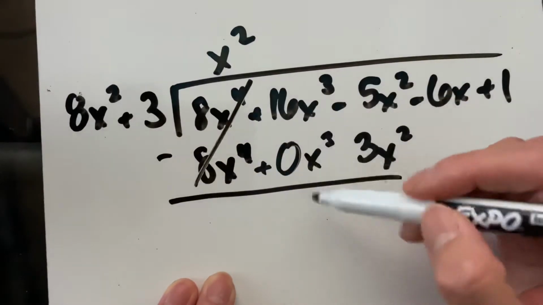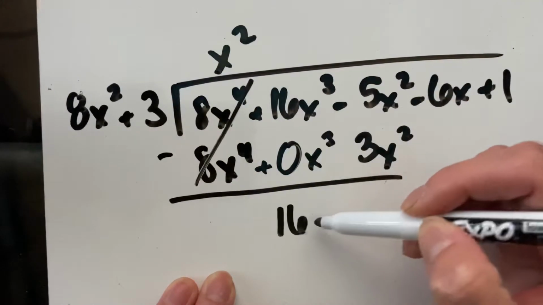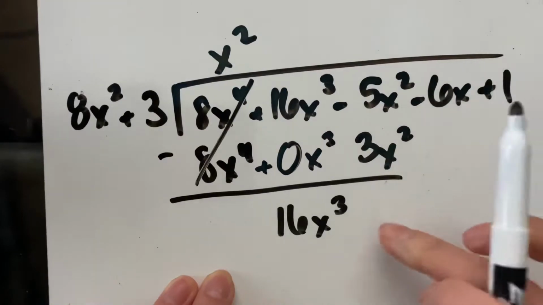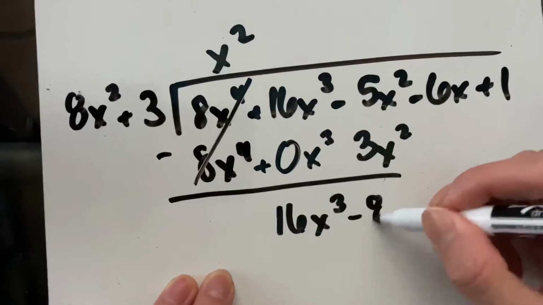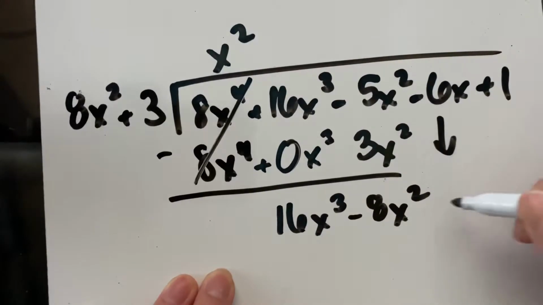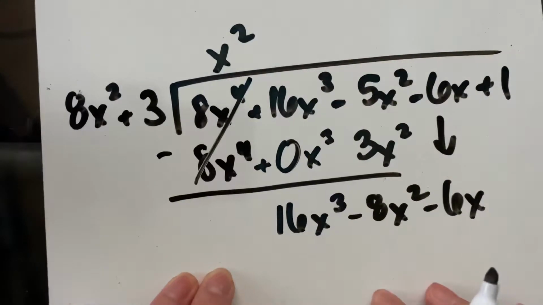Those are going to cancel out, and then the next term you're going to be left with is 16x to the third. Next term here, negative 5x minus 3x is negative 8x to the second, and then you bring on down the next term. And then you do it again.